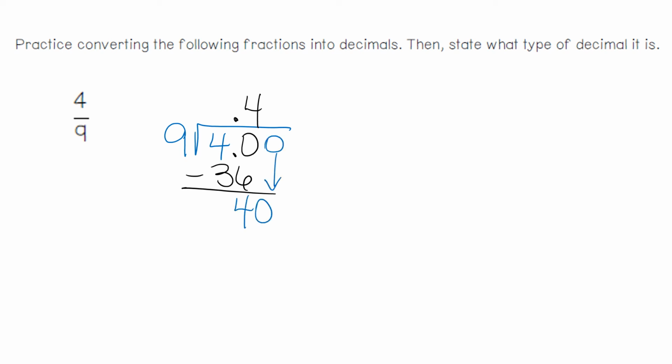9 goes into 40 again 4 times. 4 times 9 is 36, and we see our pattern. Again, there's no way to break that pattern, so this is a repeating decimal of 0.4 repeating.